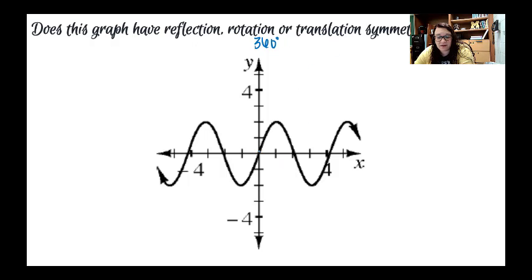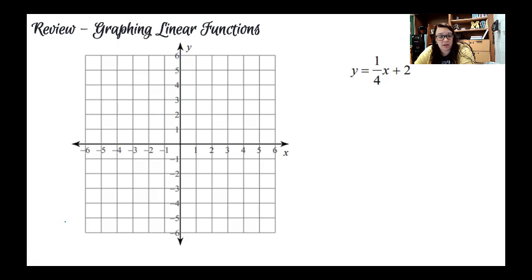Translation symmetry, let's see. If I move this point 2 to the right, it goes to here. That doesn't work. Maybe if I go 4. If I took this point and moved it 4 to the right, 1, 2, 3, 4, that works. If I take this point and go 4 to the right, that works. So translational symmetry, if we go 4 to the right, it maps onto itself. All right, I'm going to skip this one and let's move forward.